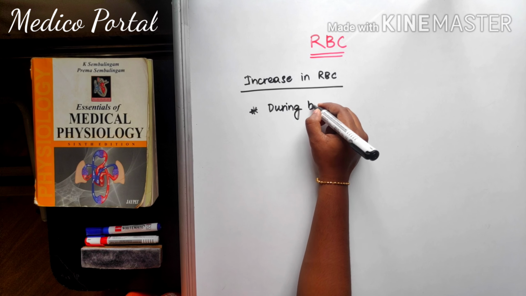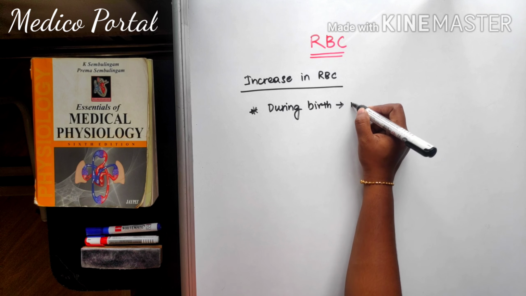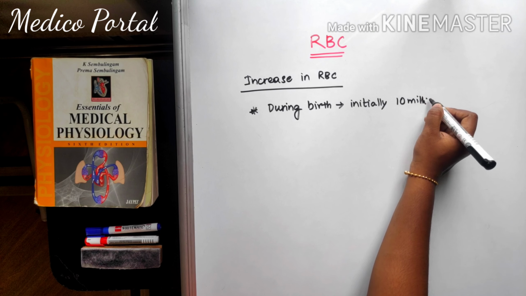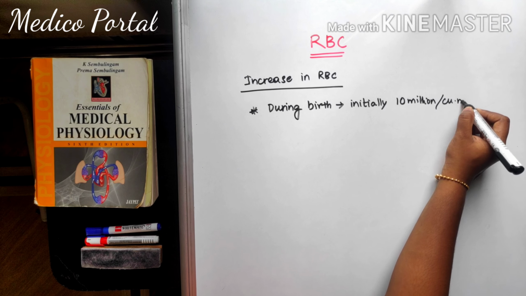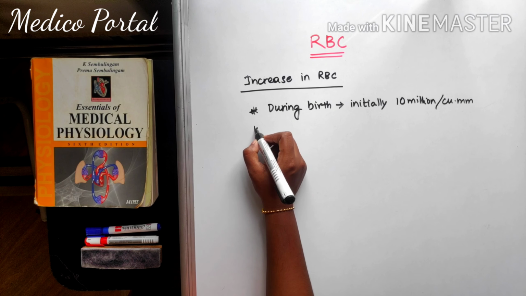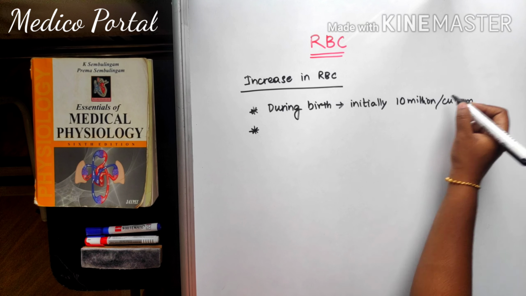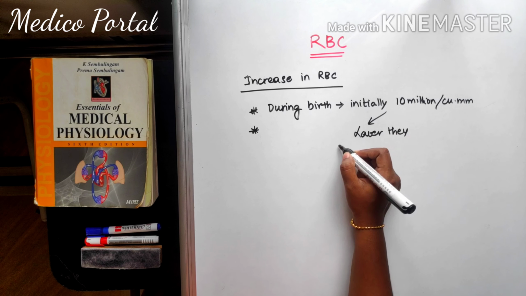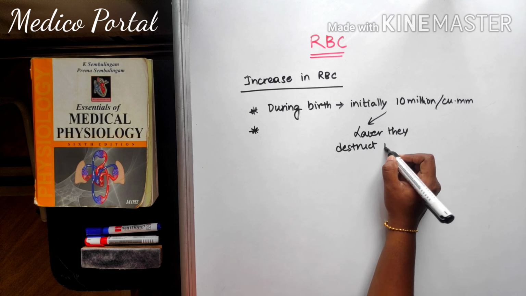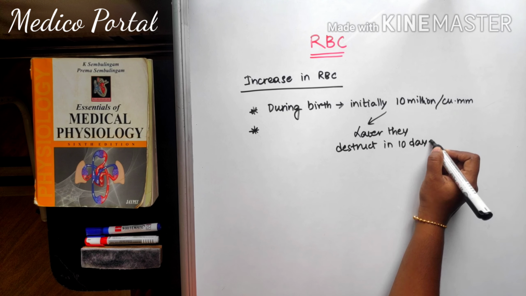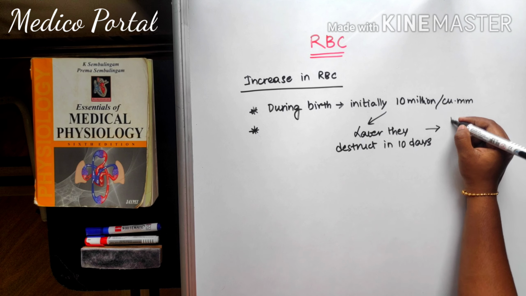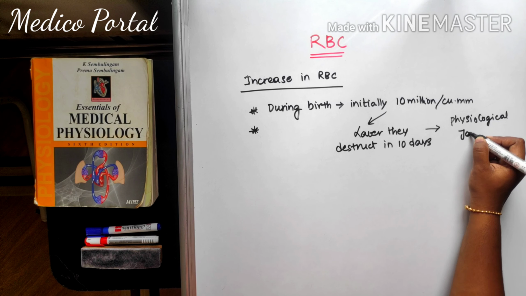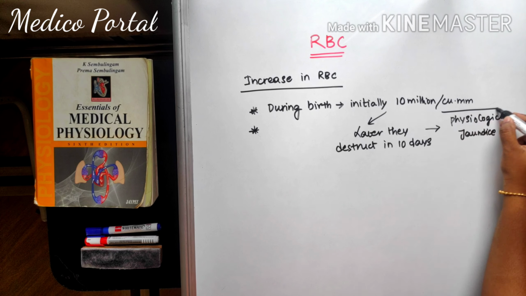First thing, in what conditions does this RBC increase? During the birth of a baby, initially the cell count is more than the normal average. It is approximately 10 million cells per cubic millimeter of blood. But this larger number of cells, with passing days, get destroyed within 10 days. So the newborn babies are mostly affected by jaundice. It is nothing but a physiological jaundice.